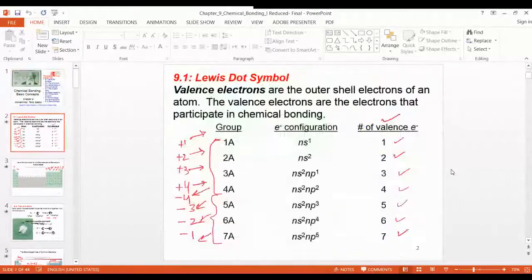Lewis dot symbol, you should know that. Lewis dot symbol depends on the valence electrons. You just have to show the valence electrons when you draw the Lewis dot. Dot means symbol. And whatever group the element has, group 1, 2, 3, 4, 5, that indicates the number of valence electrons. So no need for confusion. Group 3, valence electron is 3. Group 4, valence electron is 4.